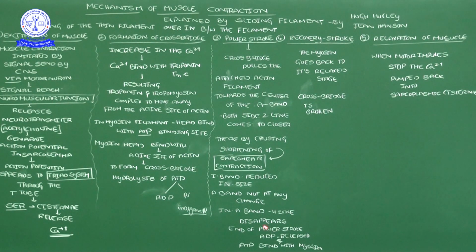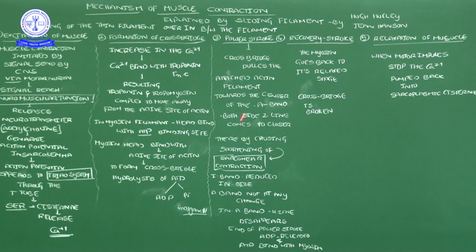In the A band, H zone will disappear. These two statements you should remember. One is towards the center of A band, both sides Z lines will come closer. That is the first statement. By the closing of the Z lines, sarcomere will contract, shortening. At the time of the shortening, I band reduces in size. A band will not change. At the time of reducing of the I band size, H zone will disappear. That is a thing.